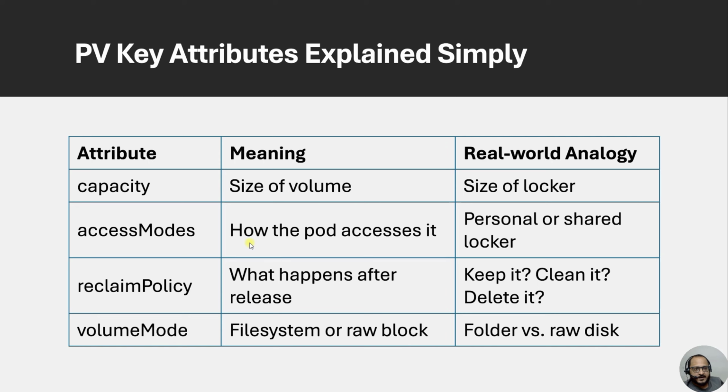Now let's understand a few key attributes of a persistent volume. The very first is capacity, the size of the volume. Access mode, like how your application pod will access it. Reclaim policy, what happens after release. It means if you want to keep the data, clean it, or delete it, you define that using a reclaim policy. Then we have volume mode, which means whether you need a file system or raw block, like a folder or a complete blank disk. All these attributes we define in the persistent volume which we create.